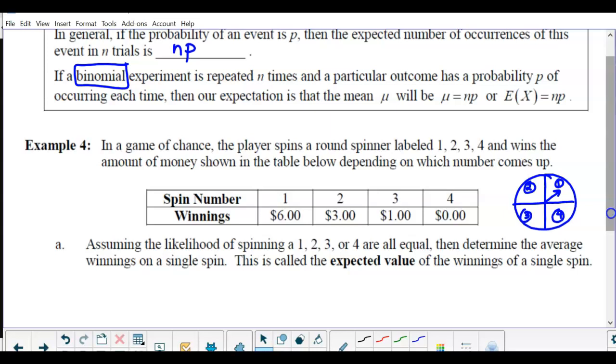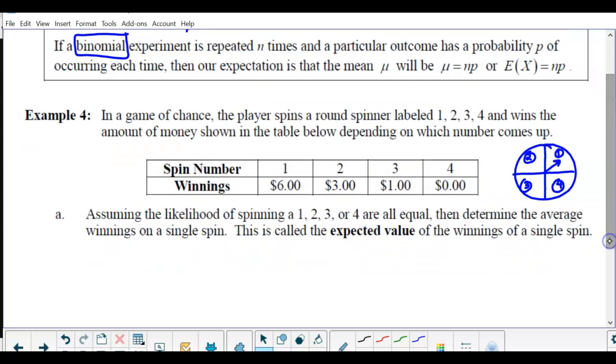So, assuming the likelihood of spinning the 1, 2, 3, or 4 are all equal, so those are all equal parts, then determine the average winning on a single spin. This is called the expected value of the winnings of a single spin. So, this is where the word mean comes in. On average, how much would you win? Well, what's the probability of spinning a 1? In this spinner, it's 1/4. Probability of a 2 is 1/4. A 3 is 1/4. A 4 is 1/4. Okay, so you really have to get the probabilities. They weren't given to you in that chart. Okay.